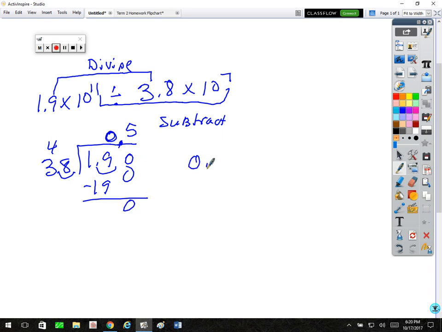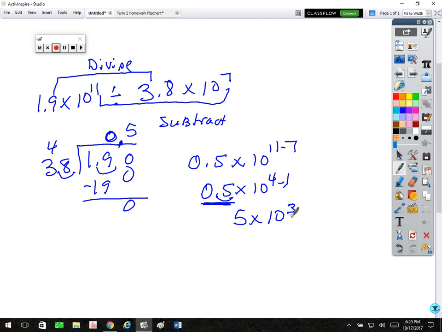Alright, so I have 0.5 times 10 to the 11 minus 7 power, because numerator minus denominator, gives me 0.5 times 10 to the 4th power. Look right here. Coefficient is too small, so we've got to adjust. Move your decimal, subtract 1 from your exponent. So 5 times 10 to the 3rd power, which would give me, adding 3 zeros, 1, 2, 3. Now I can say add 3 zeros, because the decimal is back here. Okay, you can't do that every time, but just make sure if you can do that, just add it. Okay?